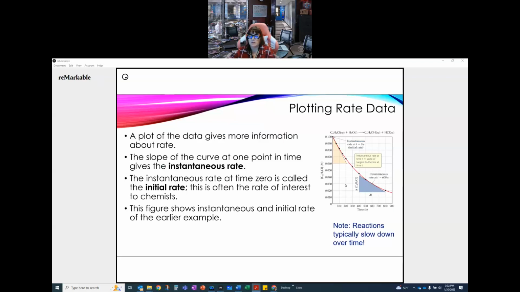Okay, often the rate of interest is at the beginning, the initial rate that we're really concerned about. So we usually measure that. I mean, we do measure that as we go. This figure shows instantaneous and initial rate of the earlier example. Reactions typically slow down over time, and that should make sense to you because as I have less and less of that reactant, then it's going to be harder and harder for them to hit each other. So less product is going to be formed because of that.